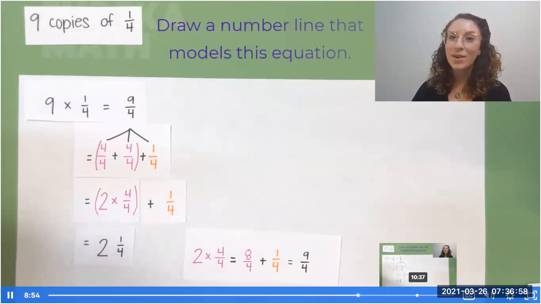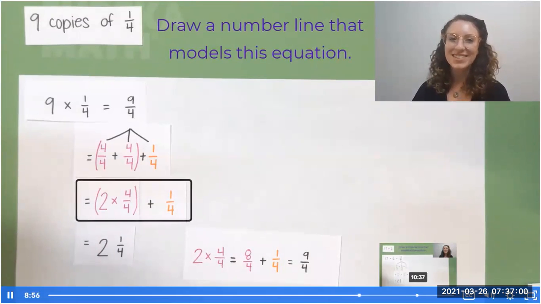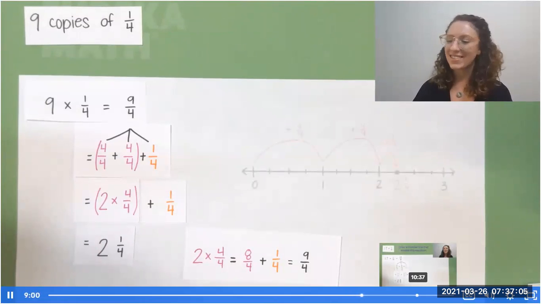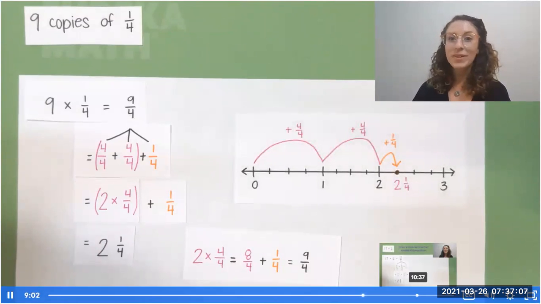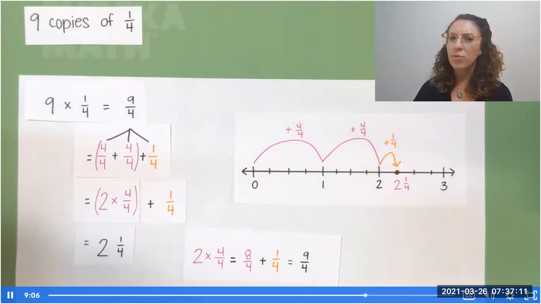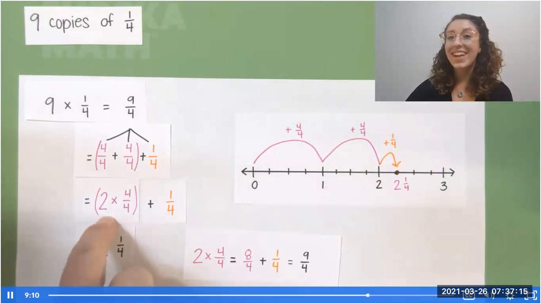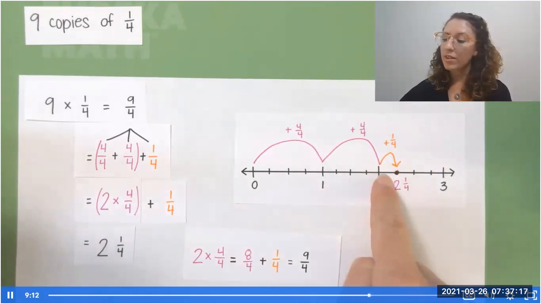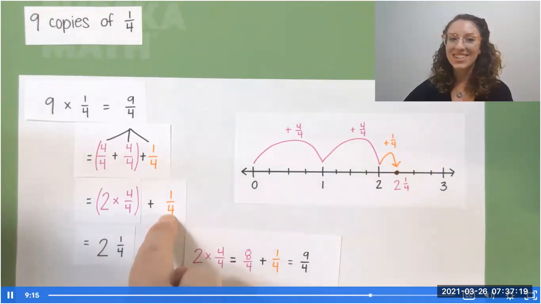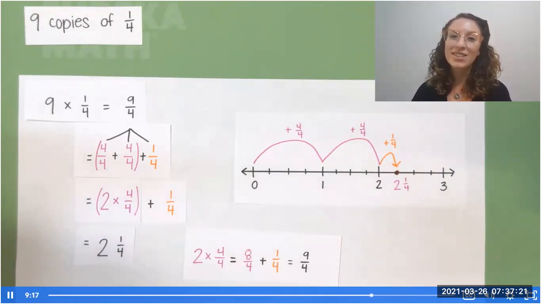Pause here to draw a number line that models this equation. Ready to check? Here's mine. Take a moment to compare your number line with mine. Does yours show 2 hops of 4 fourths? That matches this part of the equation. Then add on 1 more fourth to match this part of the equation. Awesome job. Let's try another one using parentheses to group the ones.